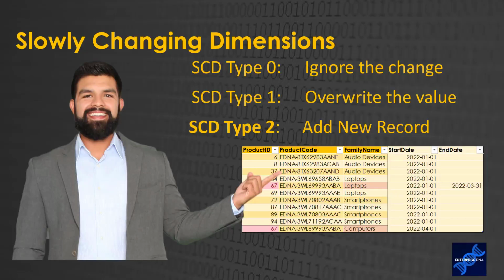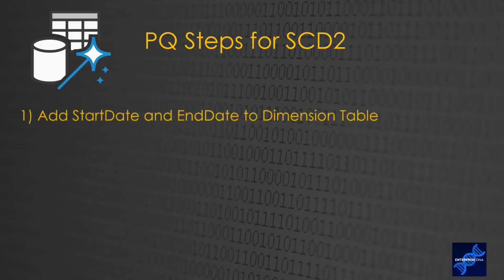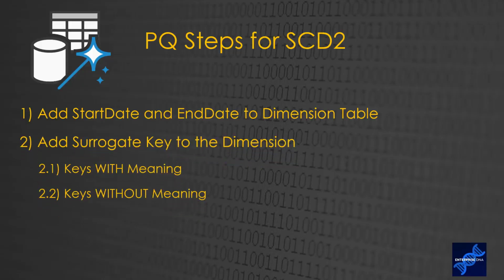There are some steps. I'll show you, in general, how this is implemented in Power Query, and then we'll move to Power Query and show how to do it exactly. First step in implementing a slowly changing dimension is to add a start date and an end date to the dimension table. Then, depending on how much you want to work on it, you have to add a surrogate key to the dimension.